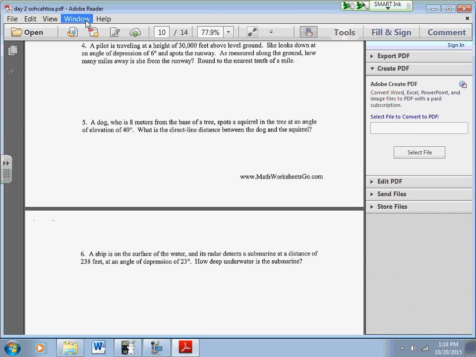Number 5, a pilot is traveling at a height of 30,000 feet above the level. So do you see the space that you're given? Do you realize it doesn't make sense to draw your plane down here on the bottom? You should draw a plane up here somewhere. And it doesn't have to be a perfect plane.